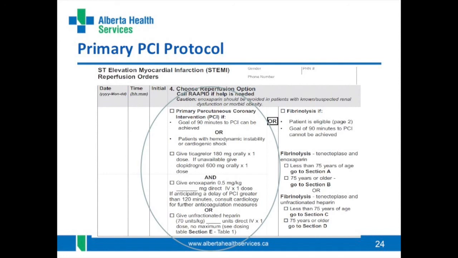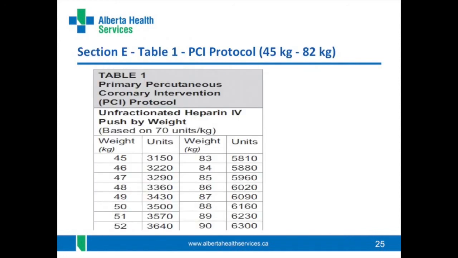And again, we have an appendix that walks you through how to do that. And that's here. So again, this is the unfractionated heparin IV bolus dose based on weight of 70 units per kilogram. And I think this table was cut off, but essentially it just walks you through the dose to give, up to 82 kilograms.